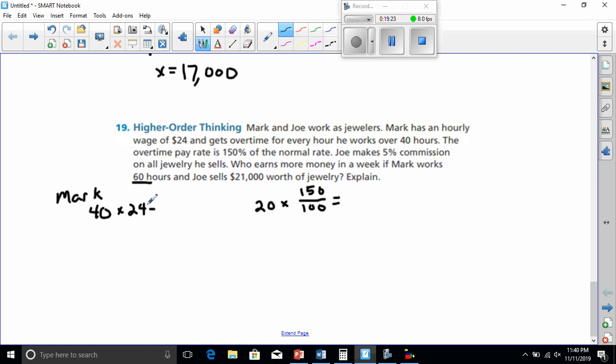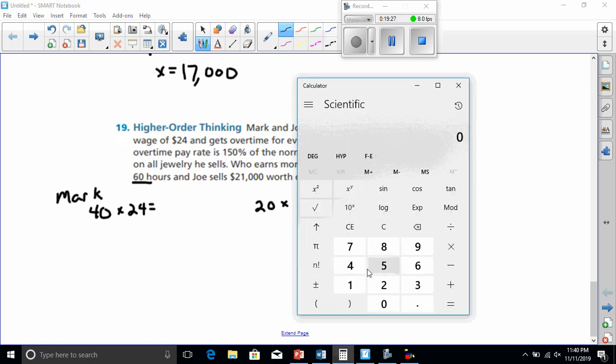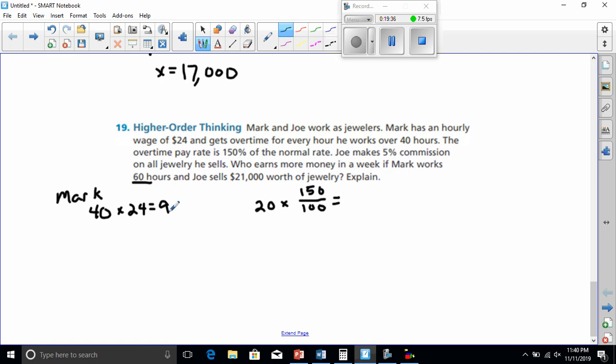So let's start over here. We've got 40 times 24. Let's see, 40 times 24. That's going to be 960. So he gets $960 for his regular wages.